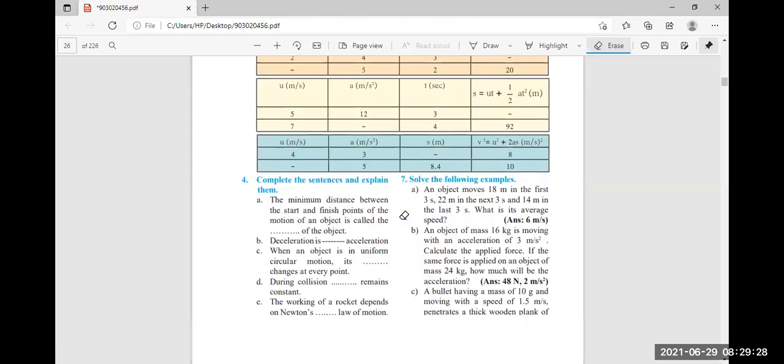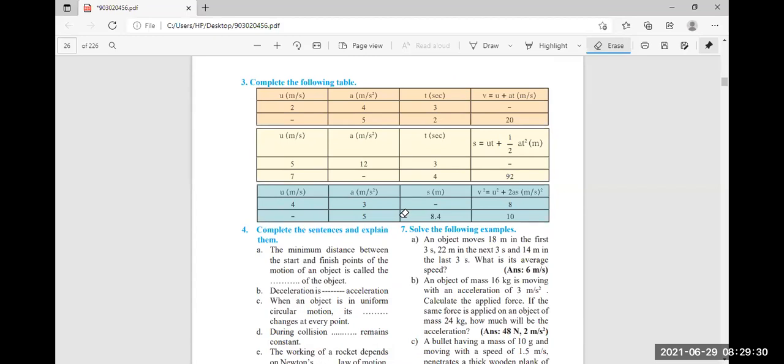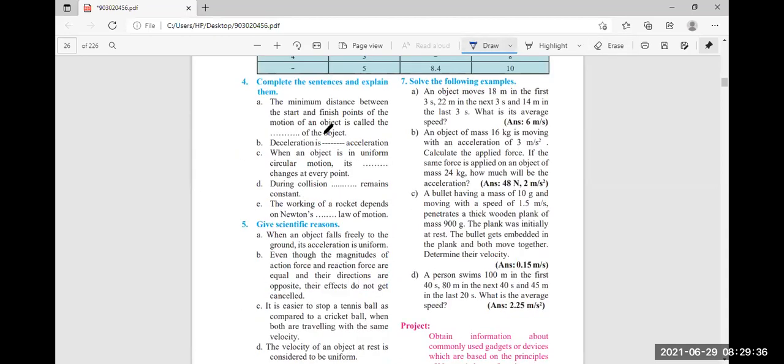From this class, to whom I told you, that particular Sunday. Okay. Now next thing. Complete the sentence and explain them. The minimum distance between the start and finish point of the motion of an object is called the dash of the object. You can answer, raise your hands. I want to see how many students are ready. Yes, Rhea, what is the answer?